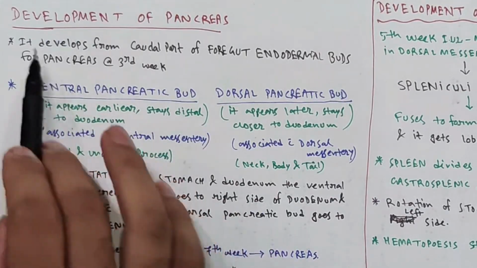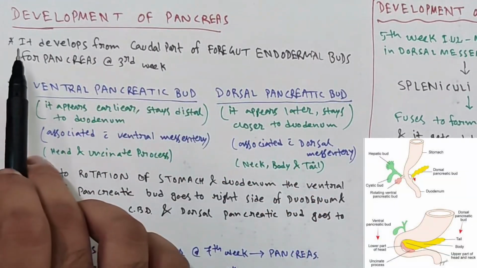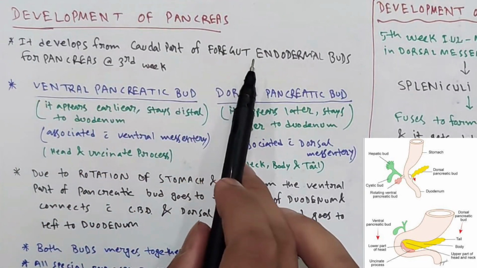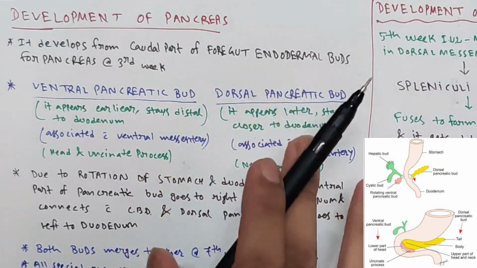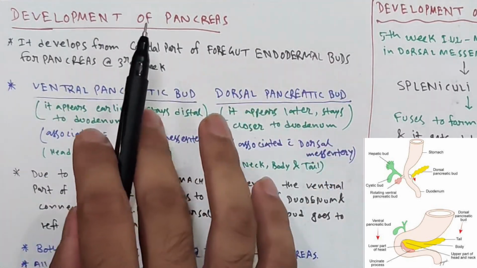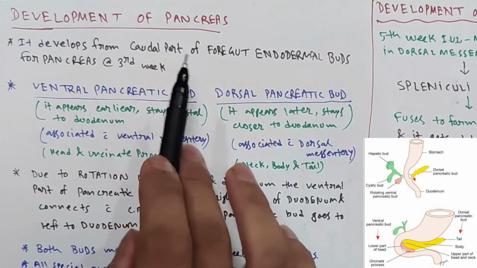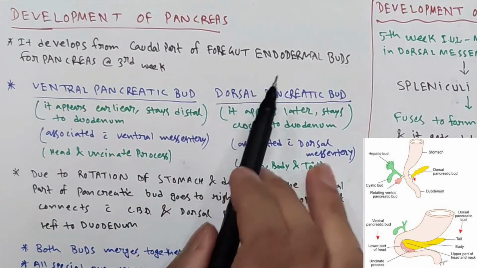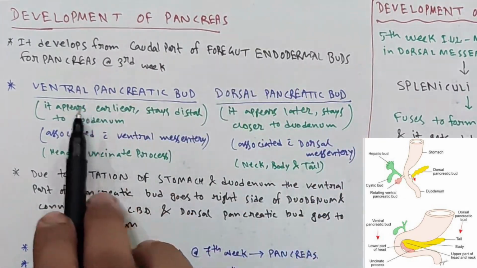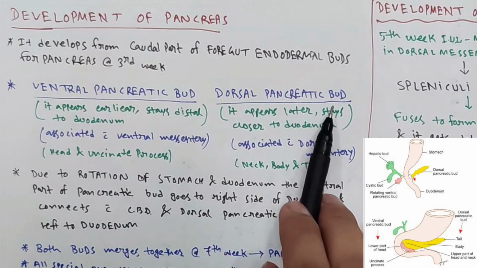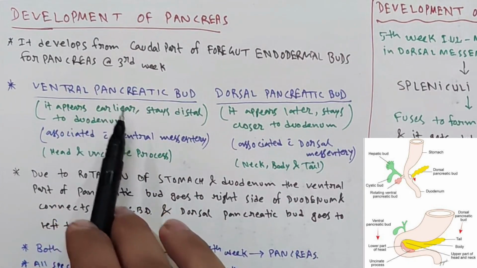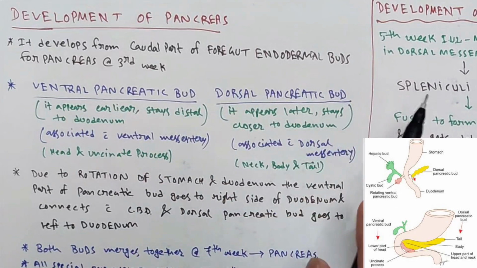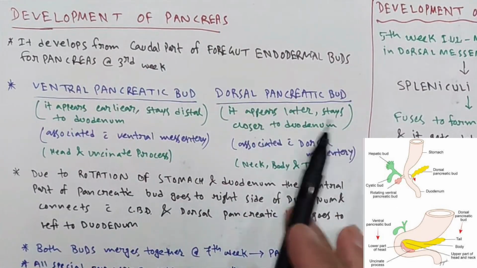Now you have to understand the development of the pancreas. The pancreas develops from the caudal part of the foregut, and this foregut contains endodermal pancreatic buds. This entire thing develops at the third week of intrauterine life. From this endodermal area, the ventral pancreatic bud and dorsal pancreatic bud arise. Now this ventral pancreatic bud arises earlier than the dorsal pancreatic bud. I mean, the dorsal one appears later than the ventral.